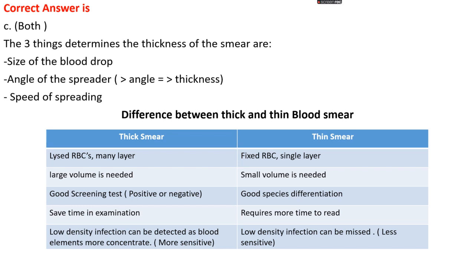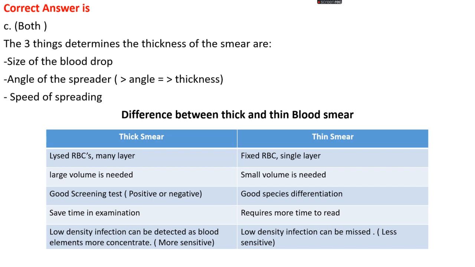Let's see the difference between a thick and thin blood smear. Okay, a thick smear has lysed RBCs and is of many layers, while a thin smear has fixed RBCs and is a single layer. A large volume of blood is needed in the case of a thick smear, while making a thin smear only a small volume of blood is needed. Okay, a thick smear is good for screening tests, that is to find out positive or negative conditions, while a thin smear is good for species differentiation.